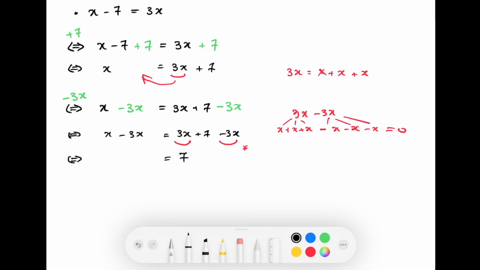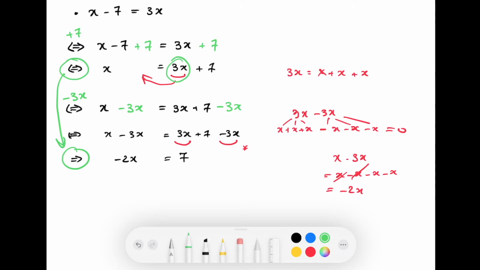Now, on the left-hand side of the equation, we have x minus 3x, which is basically x minus x minus x minus x. These two cancel out, so minus 2x. So we get minus 2x on this side of the equation. So what we did here, from this step to this step, we basically got this 3x on this side, we got it to the other side. And then we just did some algebra to get the result minus 2x is equal to 7.